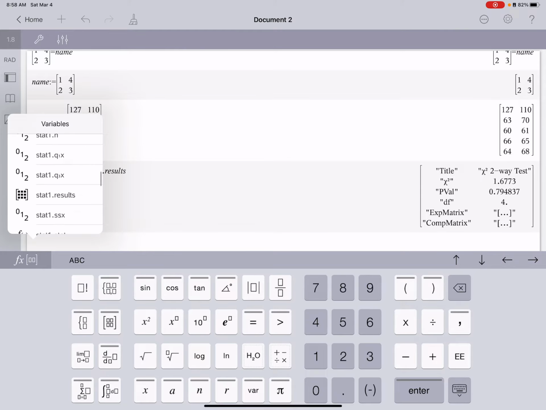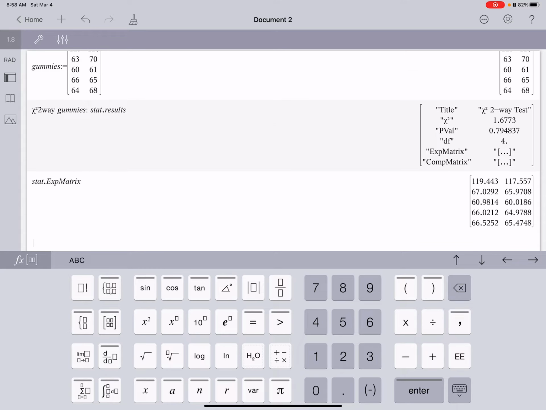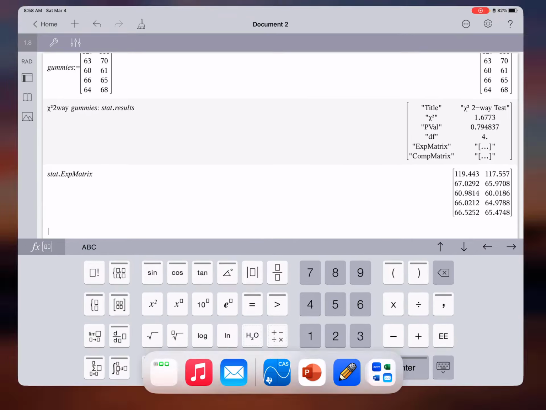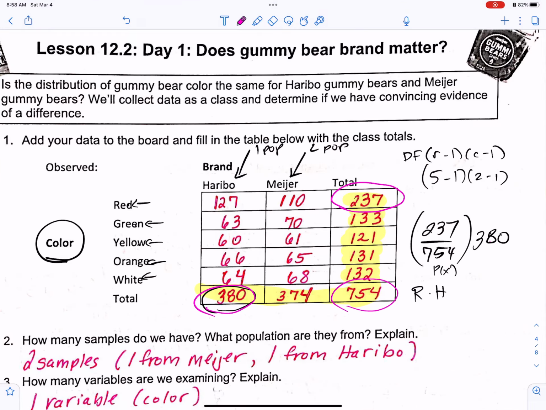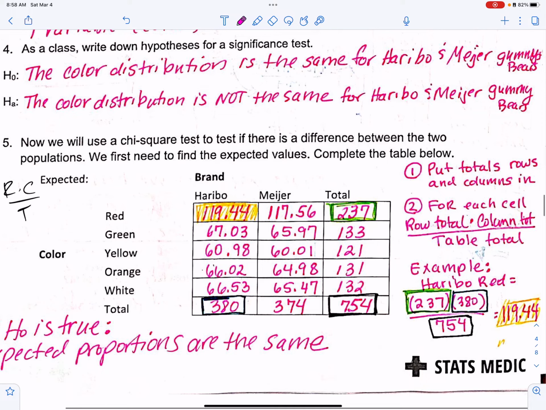So you look for stat expected. And there is the 119.443, which was the same that we got before when we multiplied 237 times 380 over 754. And so this is what you get. And there are the instructions on the right-hand side of here.